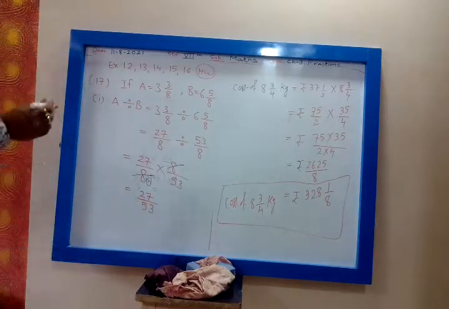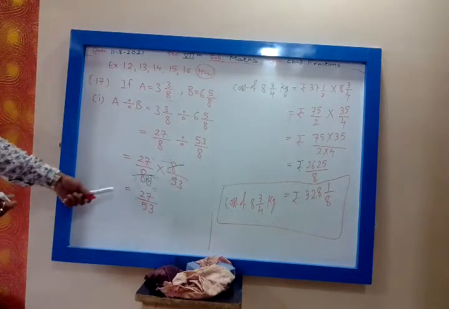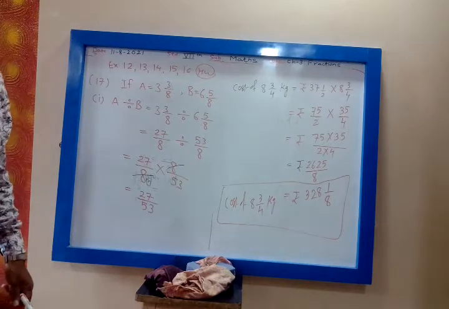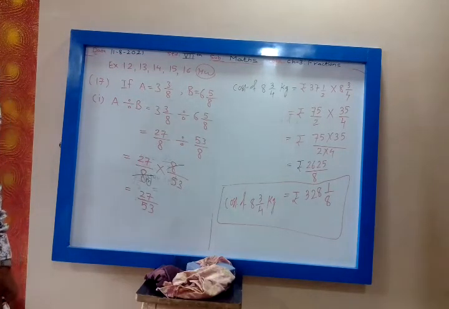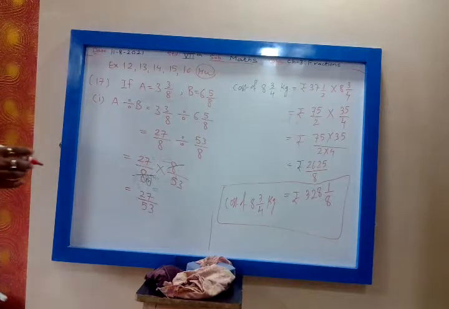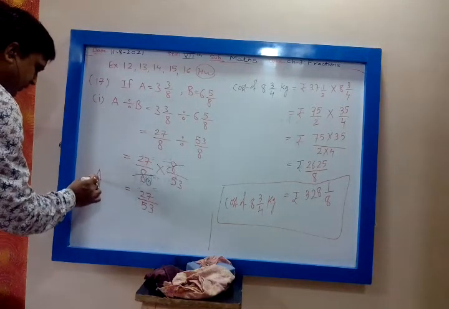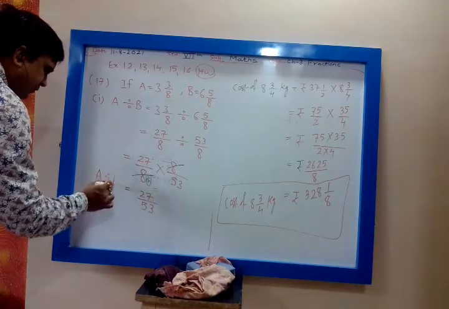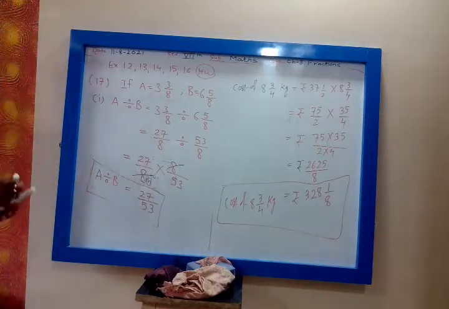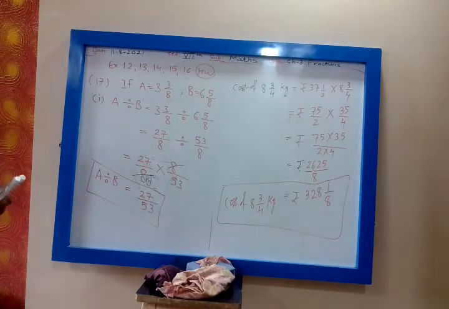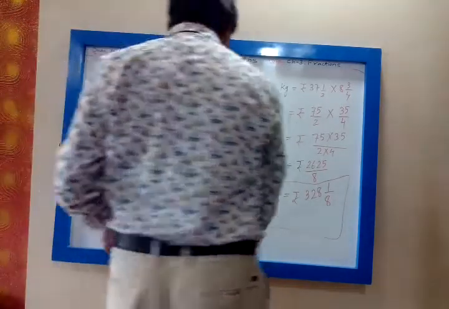Now you cannot write this as a mixed fraction. Only an improper fraction we can write as a mixed fraction. So this is a proper fraction, so you cannot write that. So A divided by B is 27 by 53. Find B divided by A.